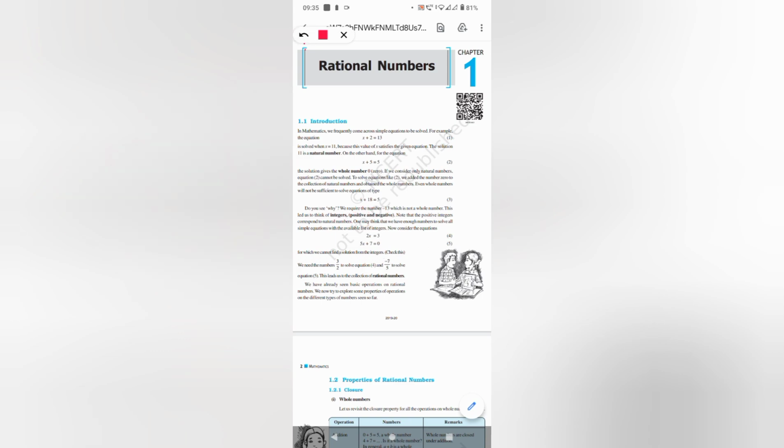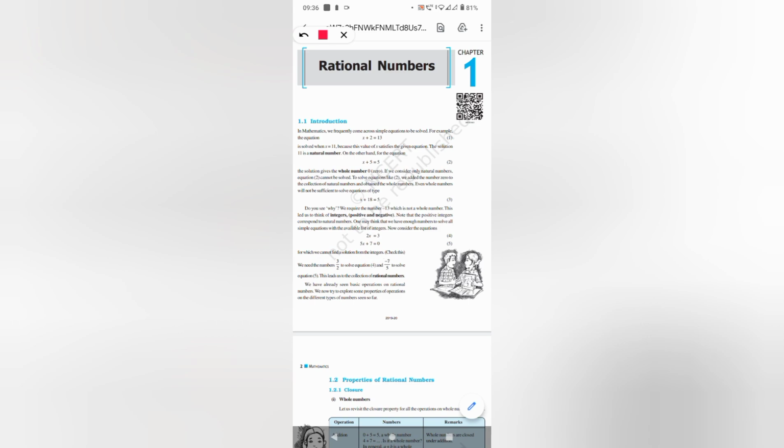Now consider equations like 2x plus 3 is equal to 0 and 5x plus 7 is equal to 0, for which we cannot find a solution among the integers. We need the number minus 3 by 2 to solve equation number 4, and minus 7 by 5 to solve equation number 5. This led to the collection of rational numbers. We have already seen basic operations on rational numbers.